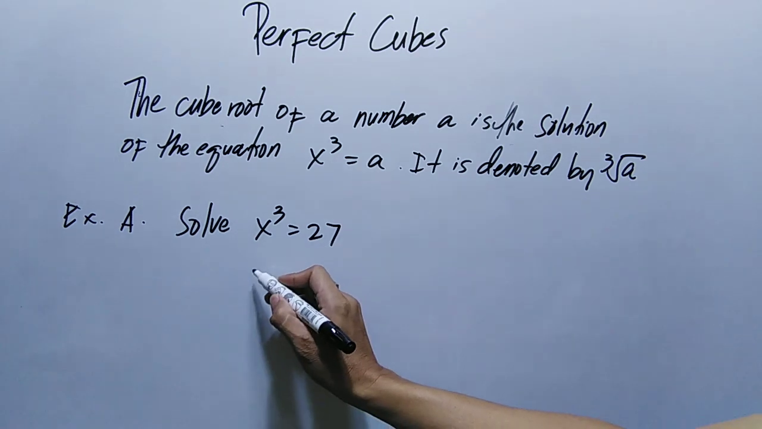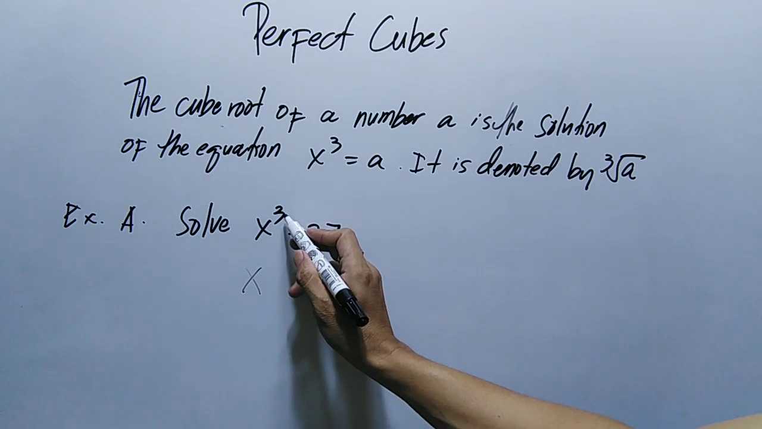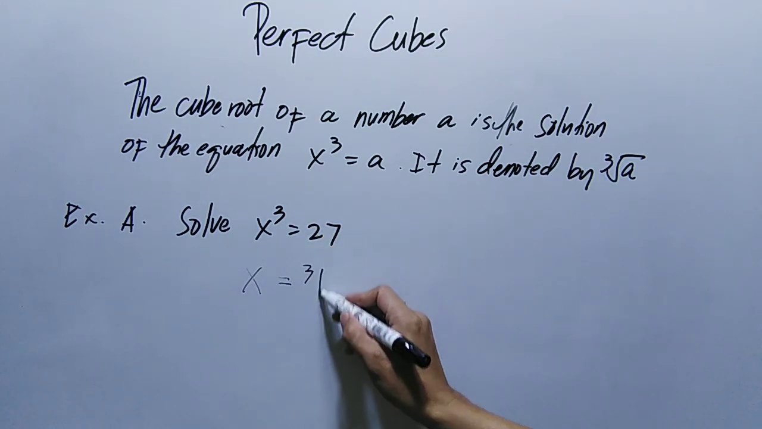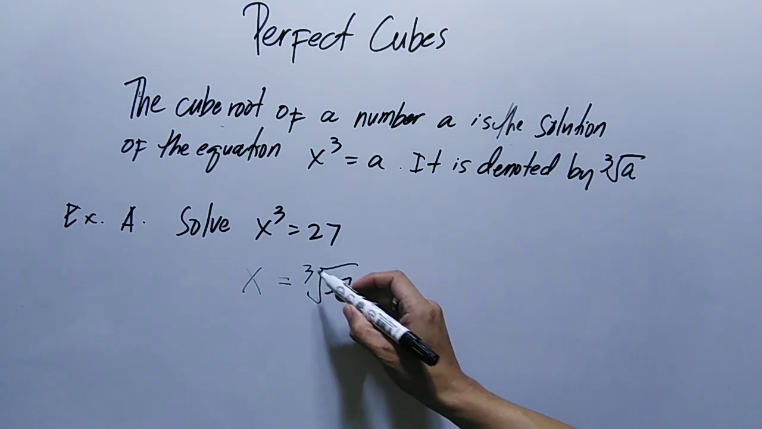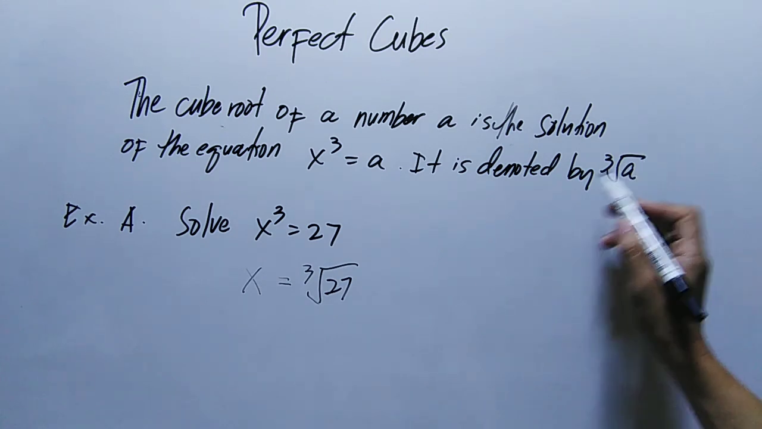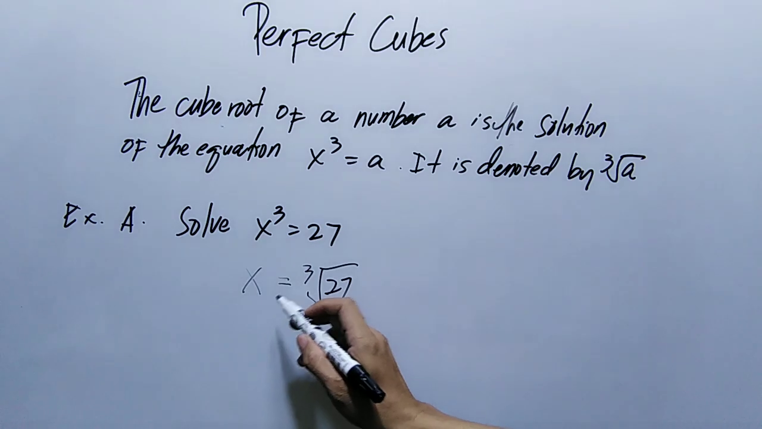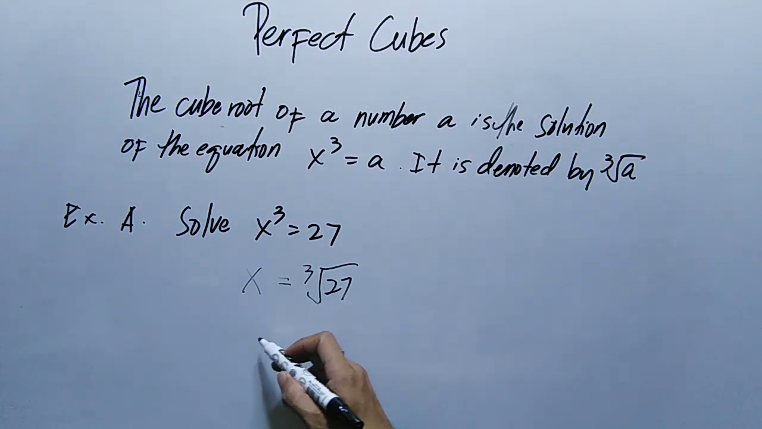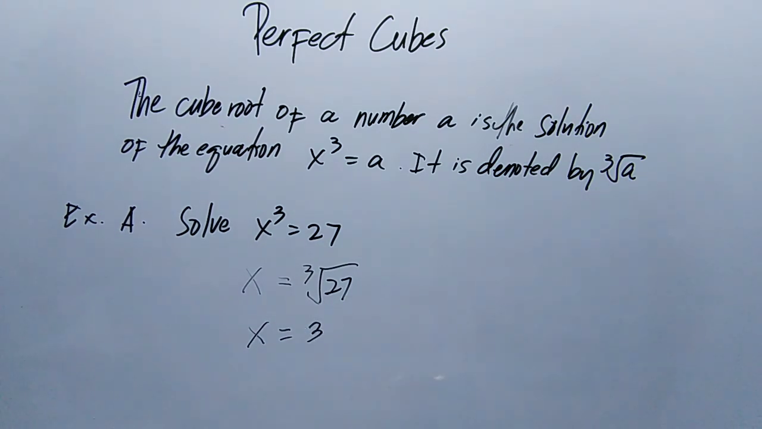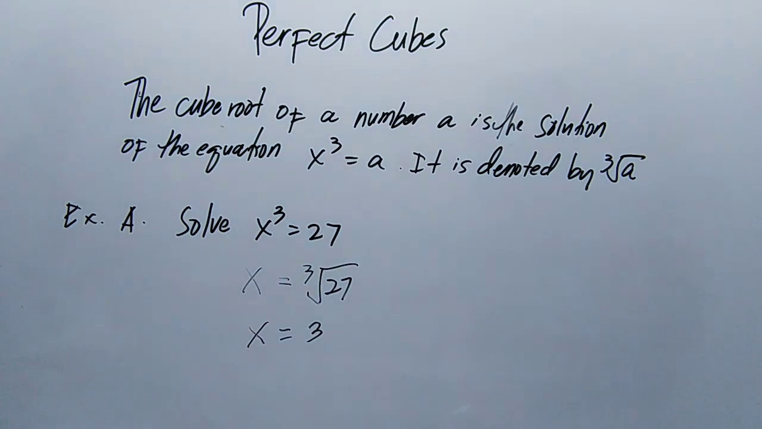Okay, so una, we have to copy yung x, hindi na kasama si cube, equals the cube root of 27. Kasi yung x cube natin dyan, magiging the cube root of a. Ito yun si a natin, si 27. Okay, so x equals the cube root of 27. So x equals 3. Kasi 3 times 3, 9 times 3, 27. Okay?